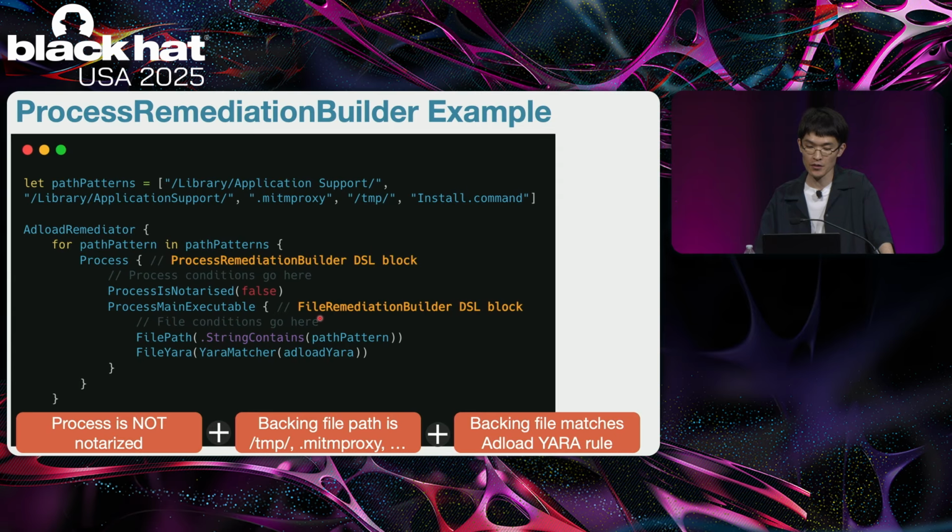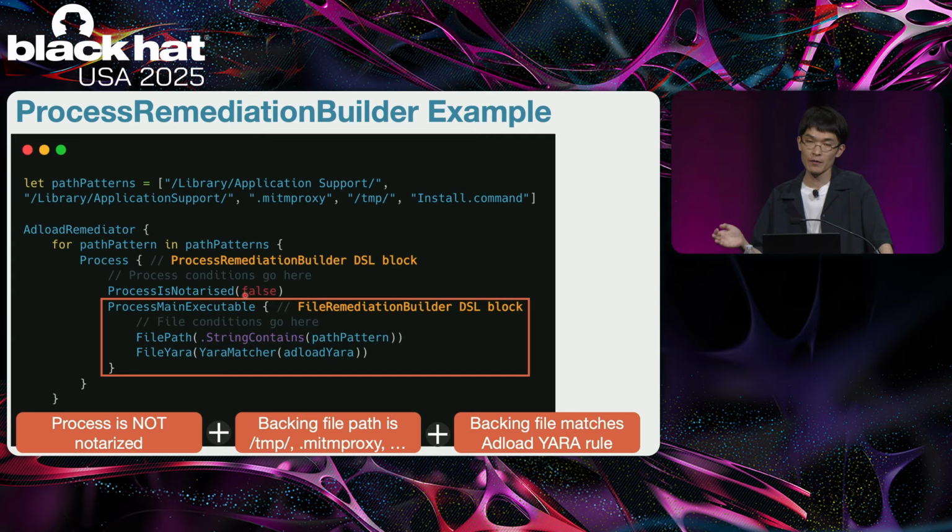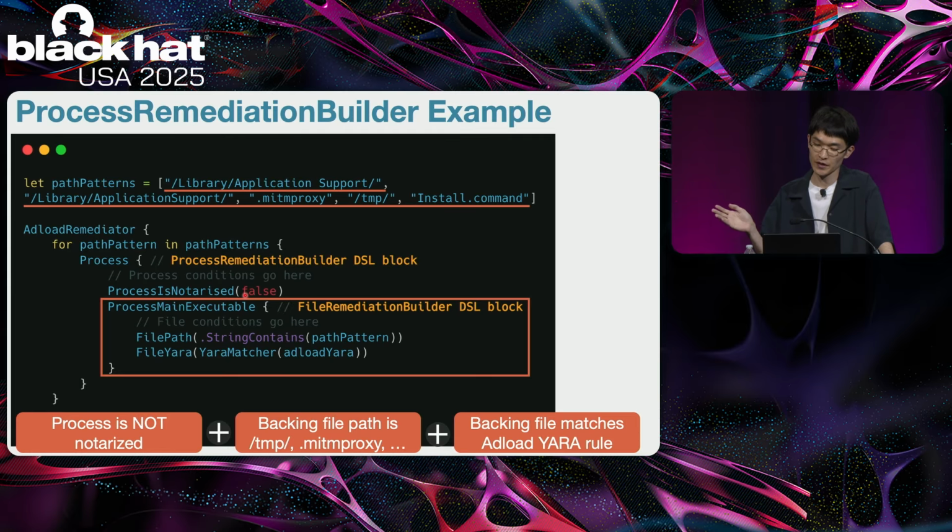Next, let's take a look at the XProtect, which uses the Process Remediation Builder. It remediates running processes only if the process is not notarized and the backing file meets two conditions. First, the file path must contain certain strings, such as library application support or temp. And second, the file must match the Outload YARA rule. Interestingly, the conditions for the backing file can be described using File Remediation Builder.